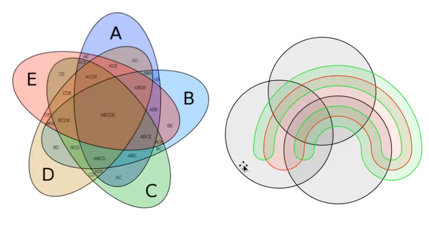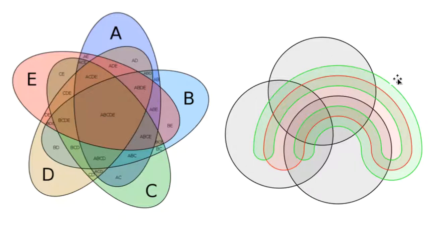Venn used the 3 original circles, and then he started drawing rainbow shapes for the other ones. So this is the way Venn did it. This is an original style Venn diagram for 5 sentences. So the 3 circles are the first 3. This red is the 4th, and this green is the 5th.